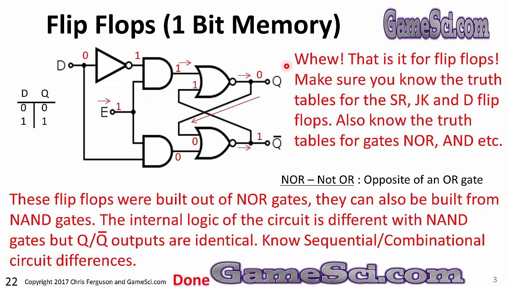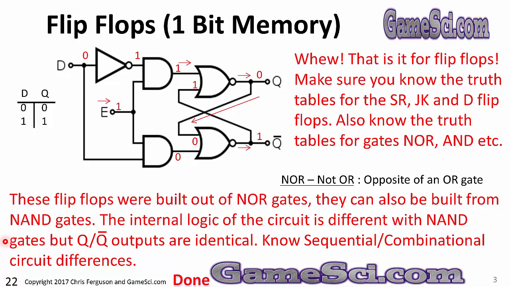Whew, that's it for flip-flops. Make sure you know the truth tables for the SR, JK, and D flip-flops. Also know the truth tables for the gates NOR and so on. These flip-flops were built out of NOR gates. They can also be built from NAND gates. The internal logic of the circuit is different with NAND gates, but the Q and Q naught outputs are identical.